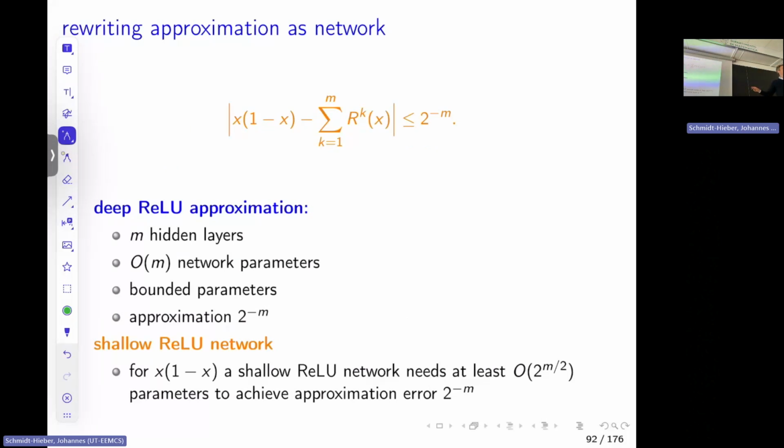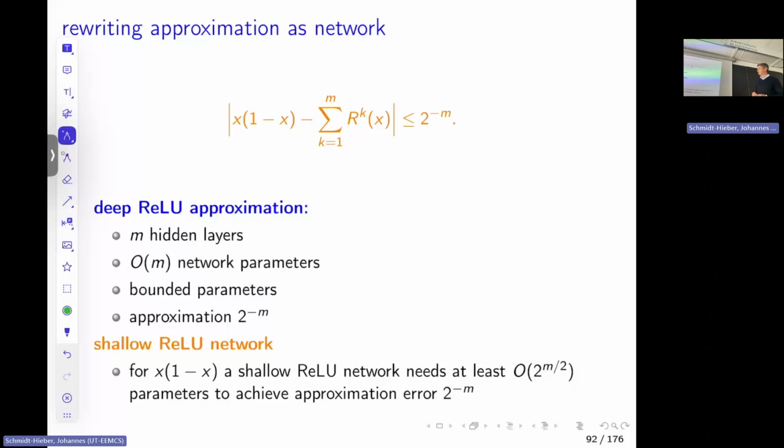And here we also have a lower bound. Good that you're still here. So here we do have a lower bound for how many neurons a shallow ReLU network would need to do the same task. First of all, this construction, again, takes m hidden layers, as we said before. Because it has fixed width, the number of network parameters is still of the order of m. All the parameters are bounded by 1, so we don't have to think that parameters have to go to infinity, and we get an approximation error of 2 to the minus m.